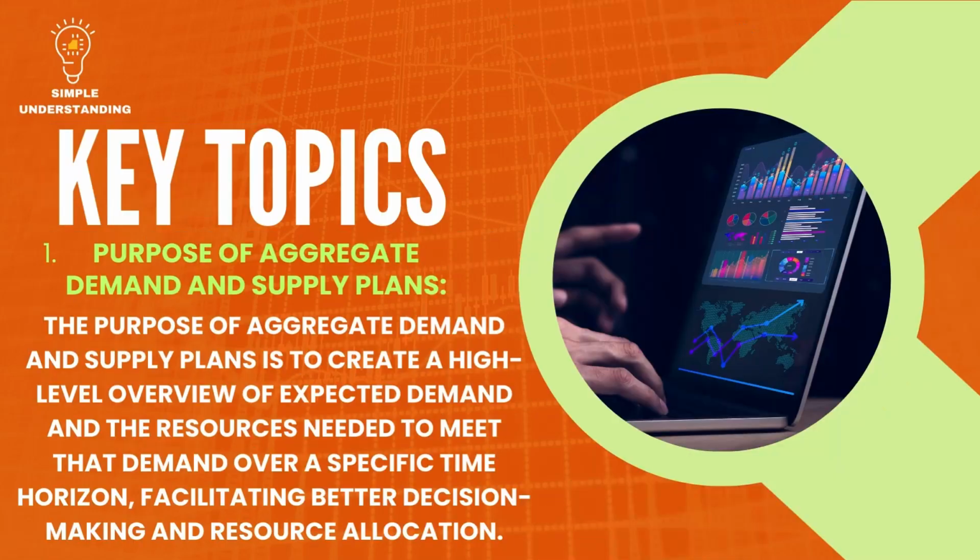Key topics. Purpose of aggregate demand and supply plans. The purpose of aggregate demand and supply plans is to create a high-level overview of expected demand and the resources needed to meet that demand over a specific time horizon, facilitating better decision-making and resource allocation.